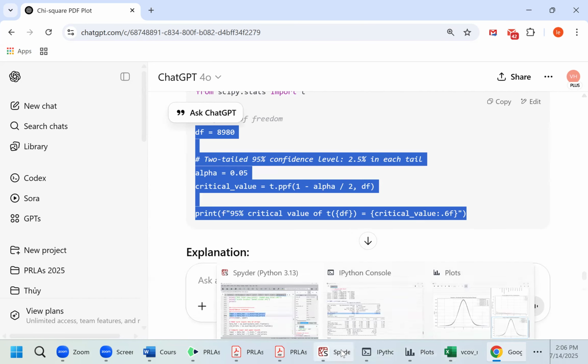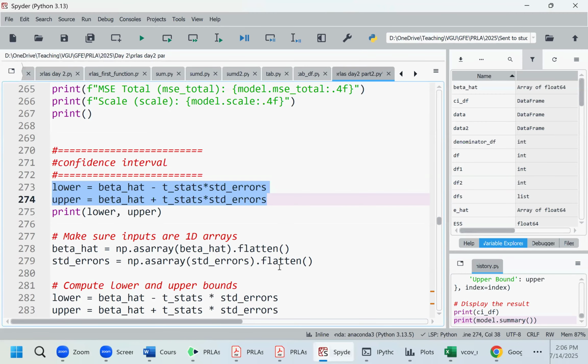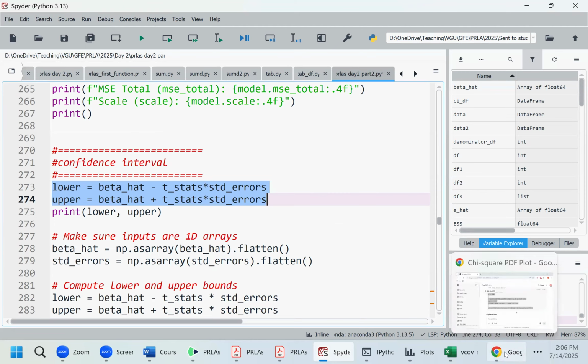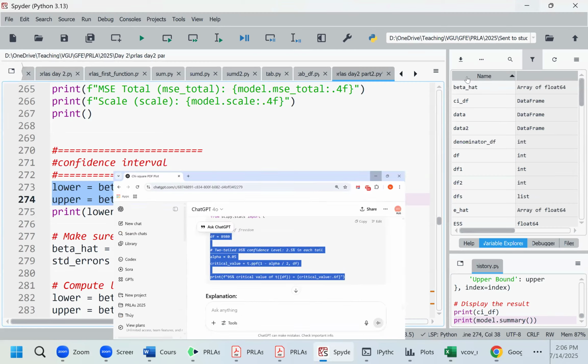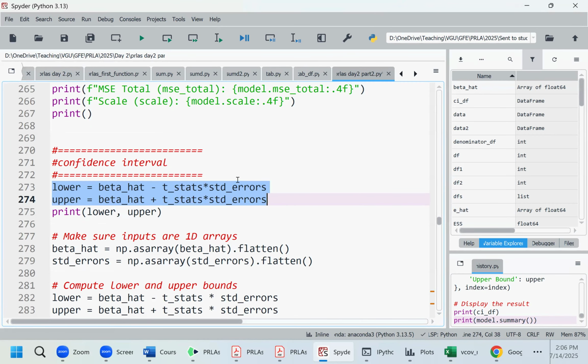Okay. I already turned off the sound. Can it be from Khánh Linh side?